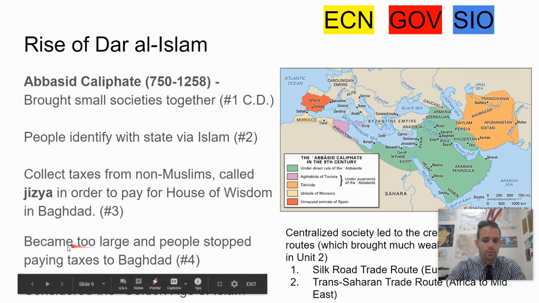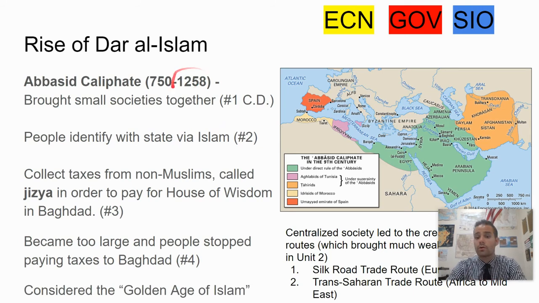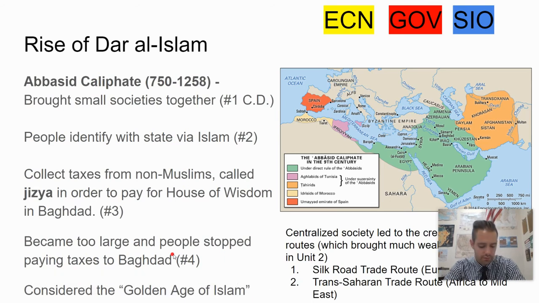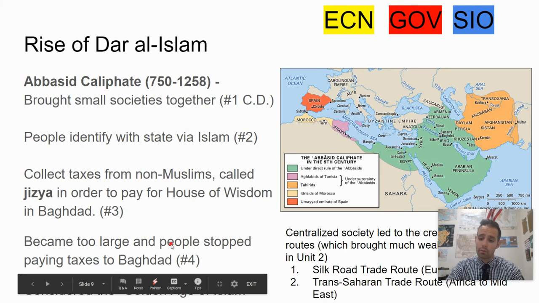Number four here is that eventually, we're going to talk about why the Abbasid Caliphate falls apart in 1258. But one of the reasons is that it does become too large, and people are just going to stop paying taxes. And I'll actually talk more about that when we get to the Mamluks on the next slide here. Essentially, as we saw in the Conrad-Demarest model, you just become too large. You can't control everyone. People say, I'm not going to pay taxes, and then you fall apart. But we'll talk about the ending of the Abbasid Caliphate a bit more when we get to Unit 2.